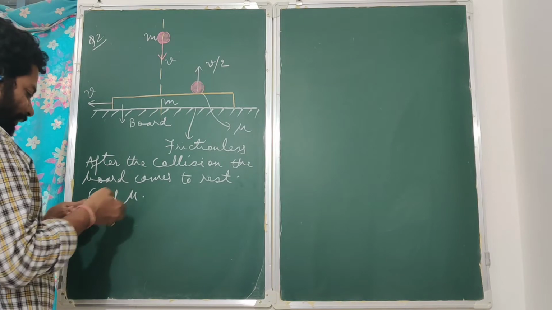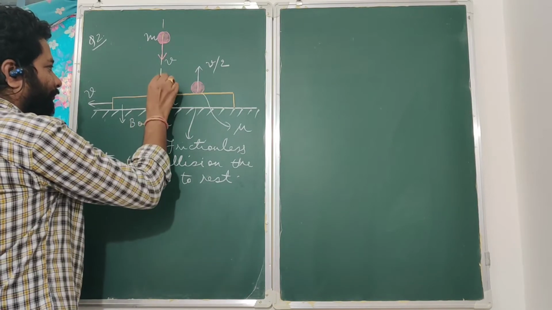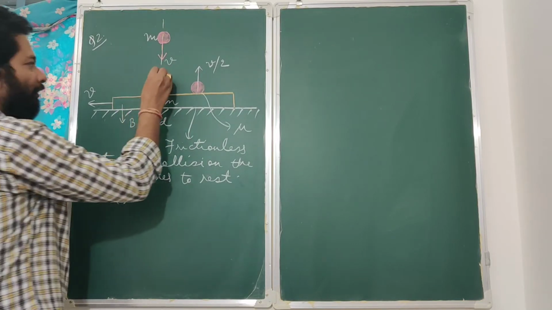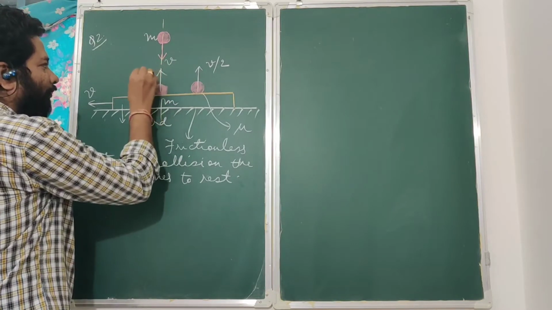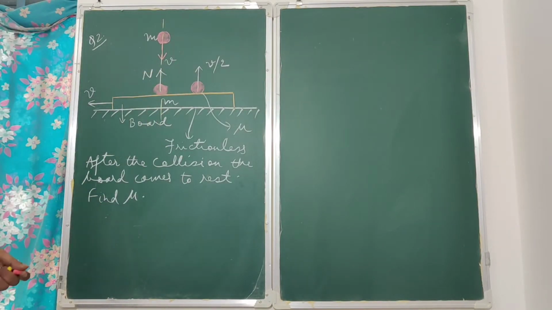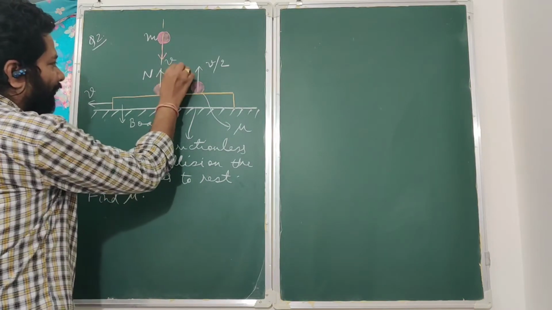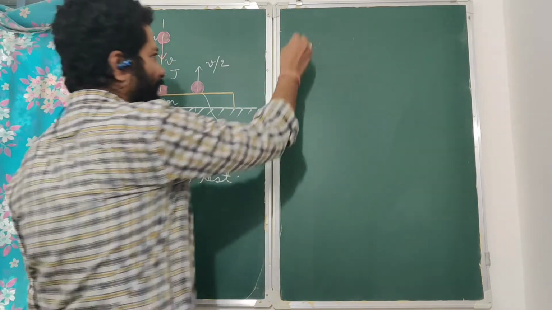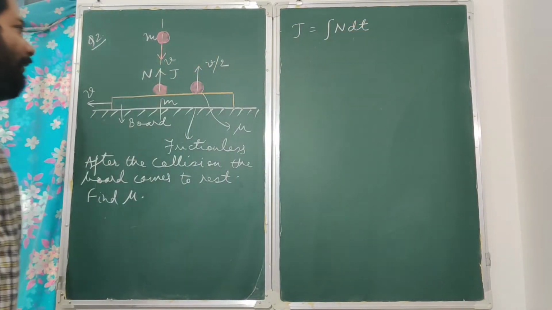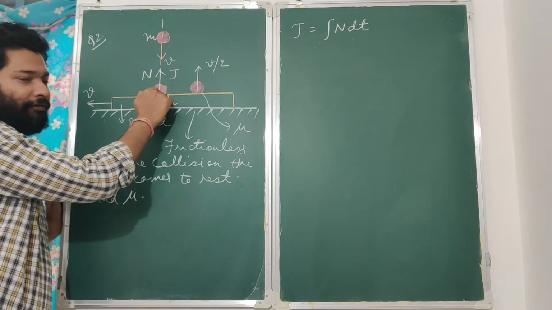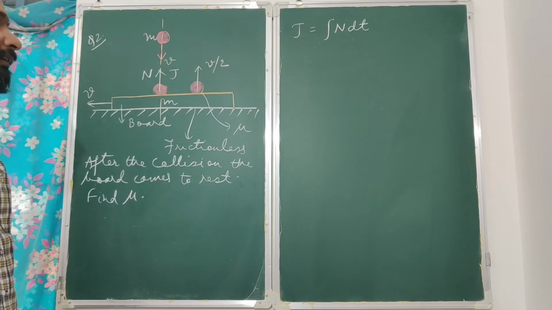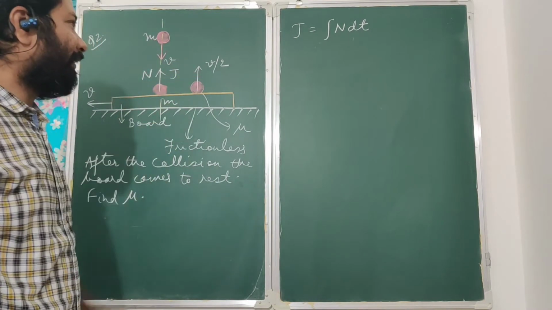Let us say when the ball comes and strikes it here, it experiences some force. We can tell that the force is the normal reaction, and that force acts for a very short duration of time. So we can say the corresponding impulse is J, and J we can write as the integration of N dt, the normal reaction which has acted for a very short duration of time. What will this J do for this ball? It will change the linear momentum. What is the change in linear momentum here?